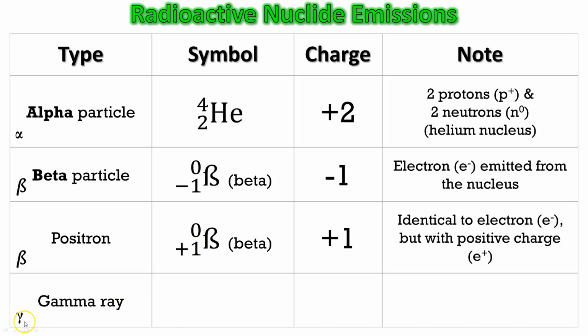And then, of course, we have gamma rays. Here's the symbol for that, and here we would write that out like that. This has a charge of 0 because it's not actually a particle. This is just a high-energy electromagnetic wave.